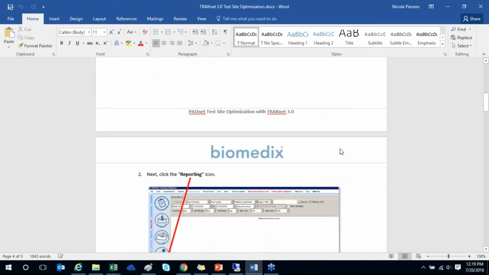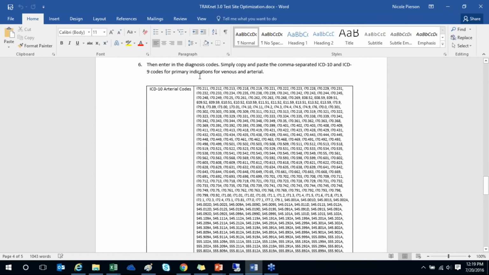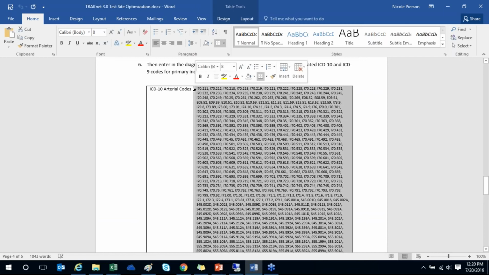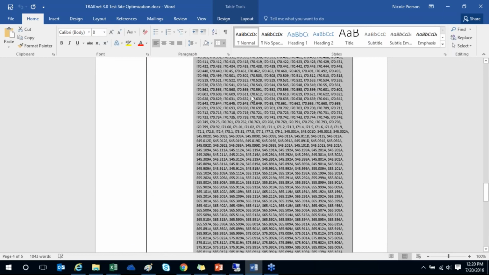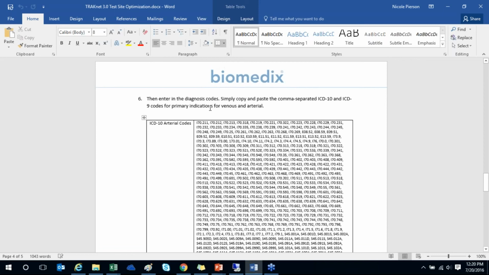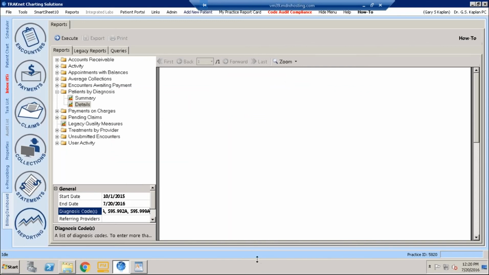And if you scroll down, you'll see a list of all the codes. Word makes it very easy to just click inside this box. You'll see when I hover inside this chart, I get a small black arrow. If I click on that, it's going to highlight all of my ICD-10 arterial codes. And I'm going to right-click and copy that. There we go. Copy, and I'm just going to paste it right into my diagnosis codes section. It does accept all of the codes. There doesn't seem to be a limit as to how many you can run.